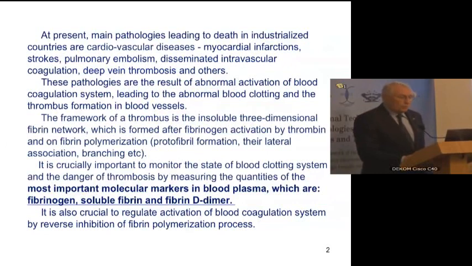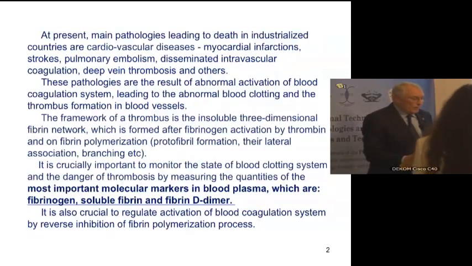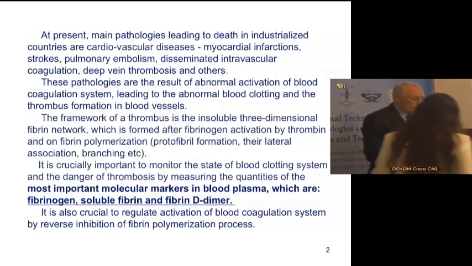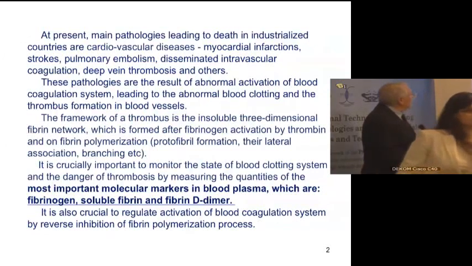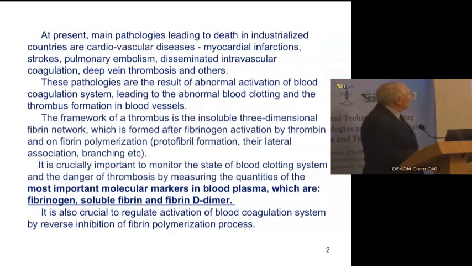It is absolutely crucially important to monitor the state of the blood clotting system and the danger of thrombosis formation by measuring the quantities of these three important molecular markers in blood plasma, which are fibrinogen, soluble fibrin, and fibrin D-dimer. And usually it's very important to monitor three of them simultaneously.